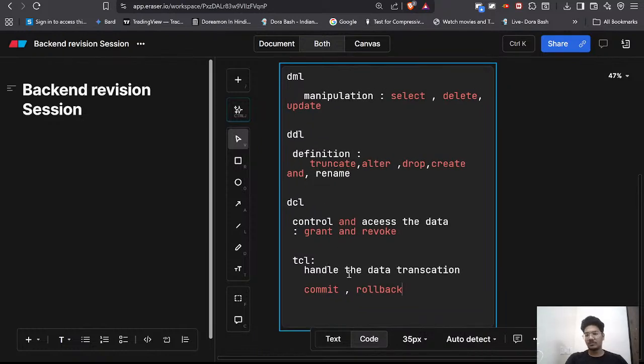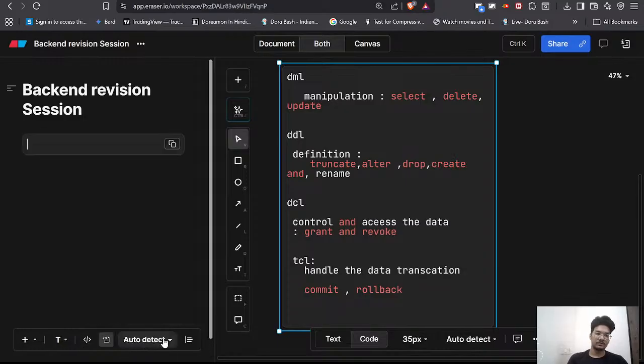So the first question is completed: what are the languages of DBMS? Next, moving forward to the second question. What is the ACID property?